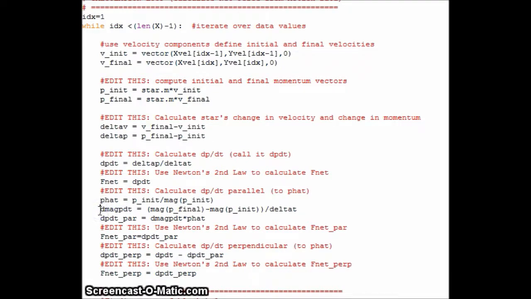Now to get a magnitude, represented by d mag p dt, we take the change in momentum divided by the change in time. Finally, we multiply d mag p dt by p hat to get dp/dt parallel. To get the perpendicular component, dp/dt perp, we simply subtract dp/dt parallel from our net dp/dt.